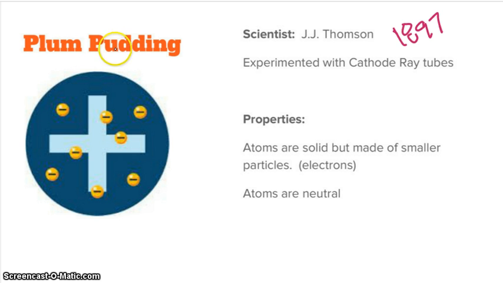So we get this term plum pudding from a British dessert. This British dessert, you can think of it like fruitcake. It's bread pudding, and it has plums in it. A more modern way to think about it would be a chocolate chip cookie. Your cookie would be the positive substance, and then the chocolate chips would be your negative particles inside of it. Either way, we still have a solid atom at this point in time, right before the 1900s came around.